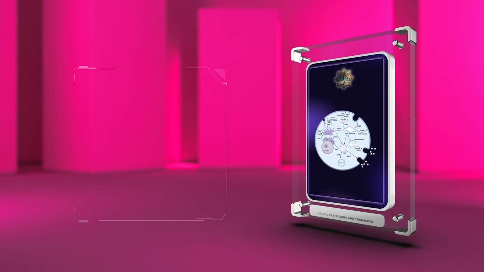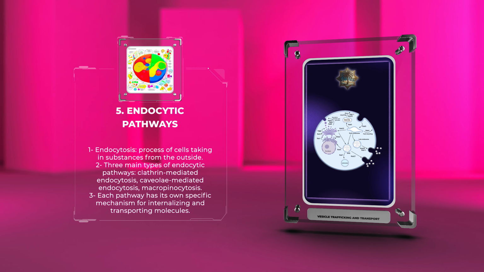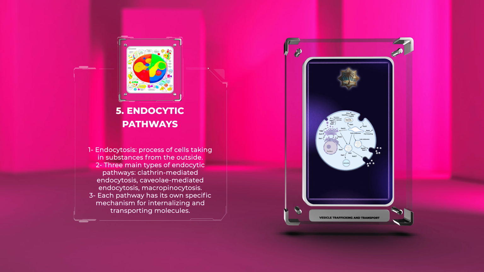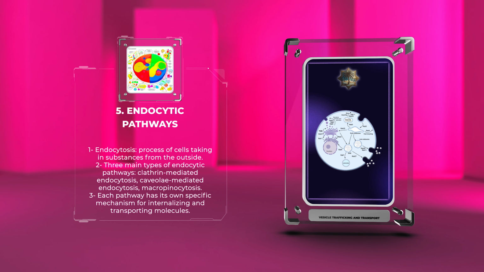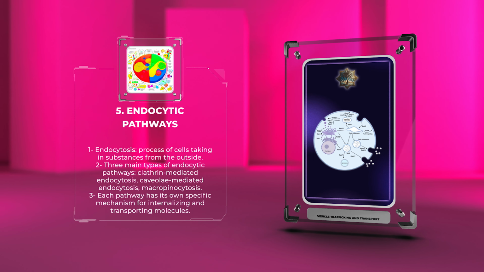Endocytosis is a process where cells take in substances from the outside. There are 3 main types of endocytic pathways: clathrin-mediated endocytosis, caveolin-mediated endocytosis, and macropinocytosis. Each pathway has its own specific mechanism for internalizing and transporting molecules.